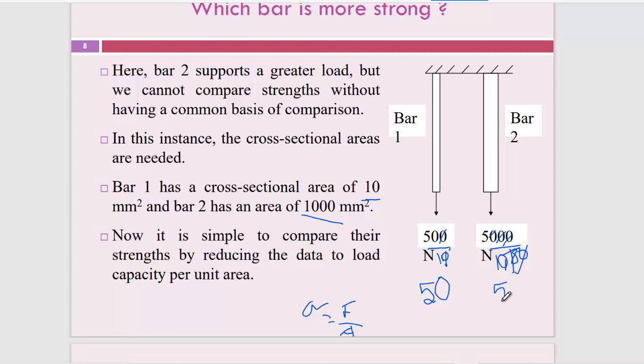So what is the indication of this? Megapascal means each square millimeter can take 50 Newton load, and on the other, each square millimeter can take only 5 Newton load. So this is 10 times stronger than this. So bar 1 is 10 times stronger. Do you understand? So this is another reason that we need to study the stress to find out the strength.